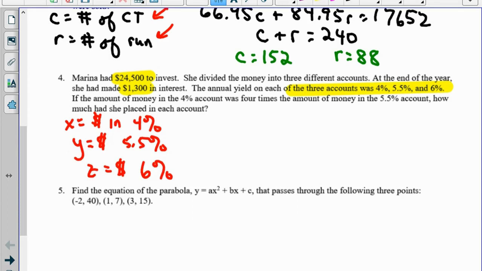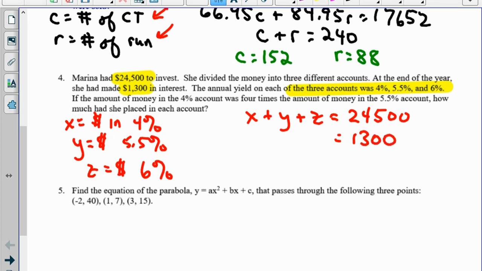So if I set up the system, $24,500 was invested. So at the beginning, I had x plus y plus z, and that's 24,500. If I multiply each of these values by the amount that we get in interest, that's going to equal 1,300.